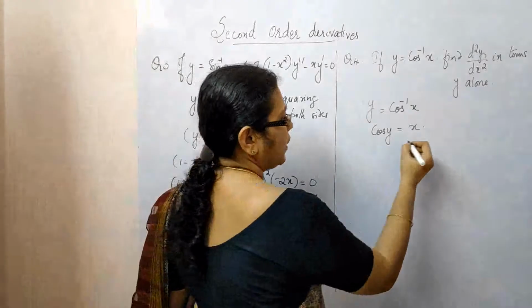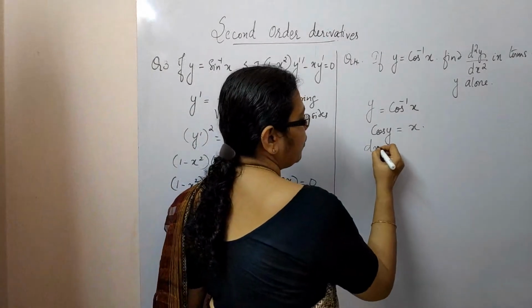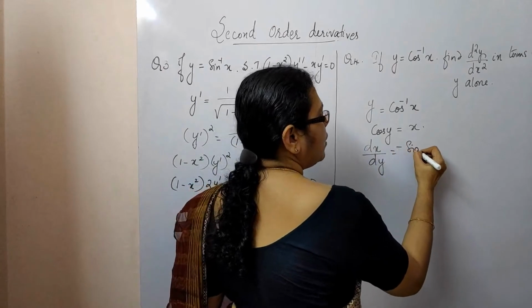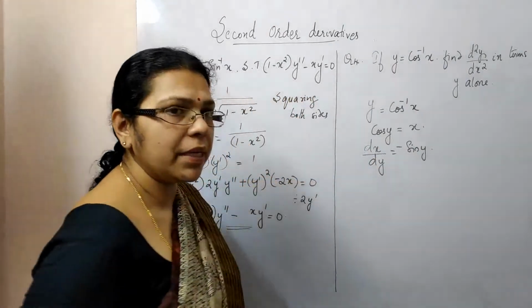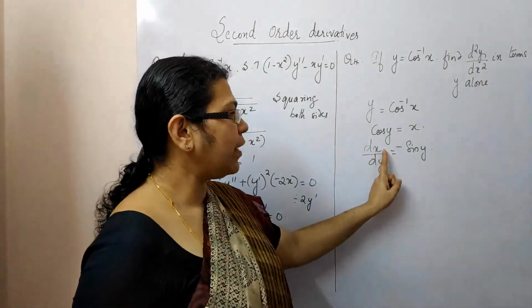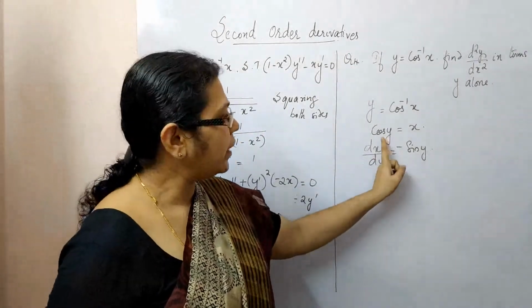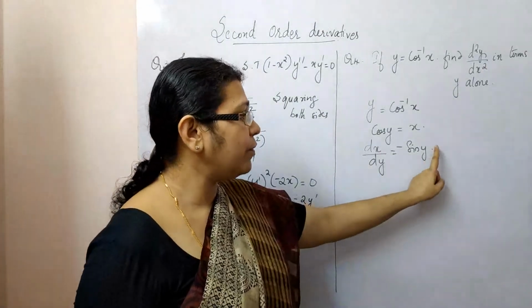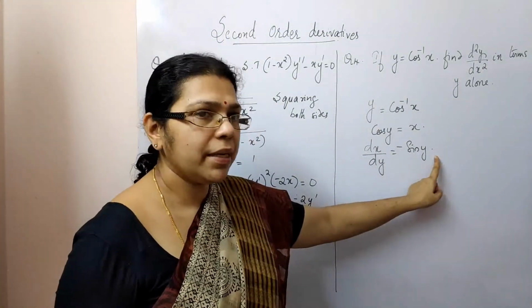Now, I find the derivative of x with respect to y. So, what do I get? Dx by dy is equal to minus of sin y. Am I clear? Finding the derivative of x with respect to y. So, finding the derivative of y here with respect to y, dy by dy comes, so we needn't put y dash here. Am I clear?